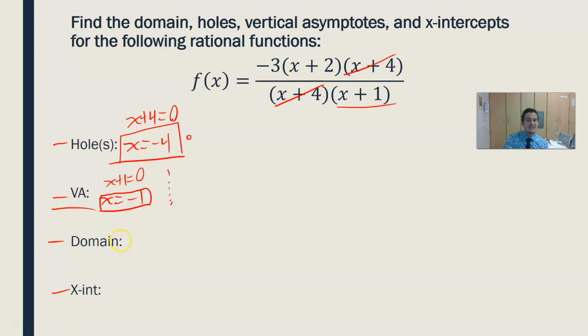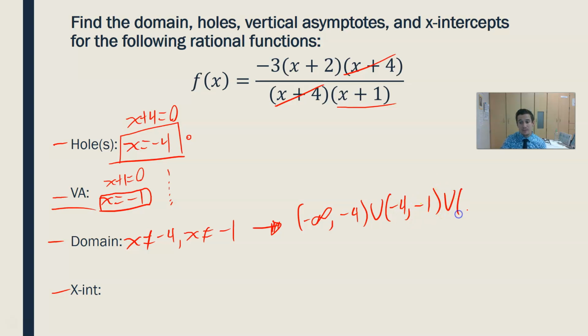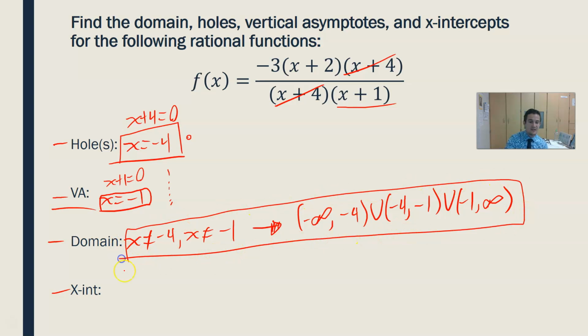My domain is all real numbers, all my x values, except for negative 4 and negative 1. Those are the two values that would give me either a hole or a vertical asymptote, the two values that would make me divide by 0, so those values are not in my domain. Or you could write this as negative infinity up to negative 4, from negative 4 to negative 1, and from negative 1 to positive infinity. Either way of writing the domain is fine by me. So the domain is found by setting the denominators equal to 0.